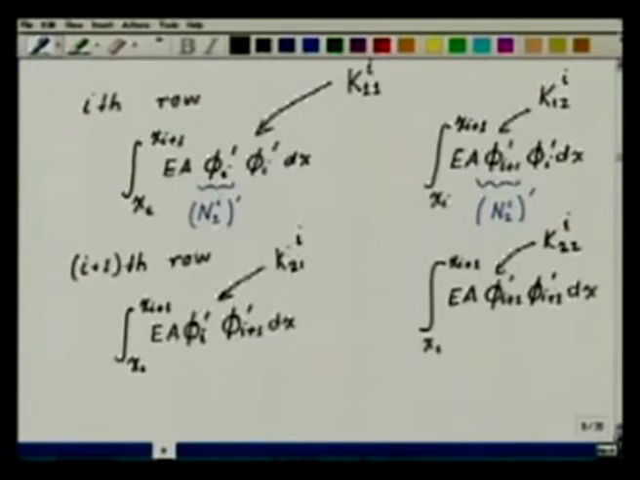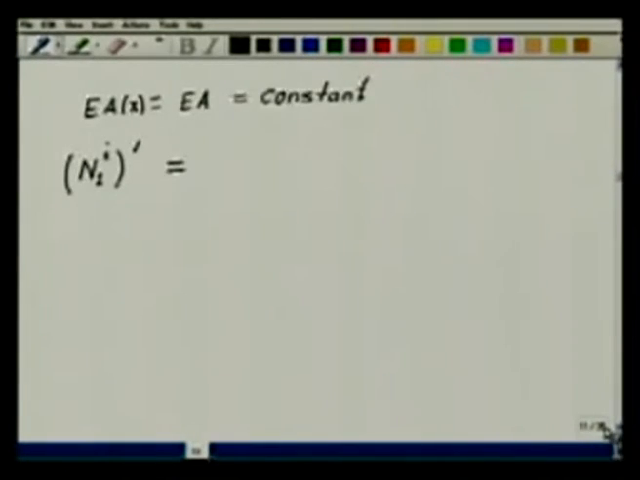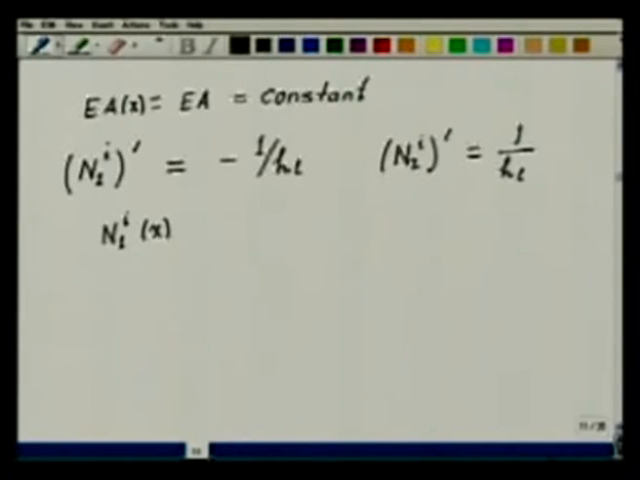So let us go further and introduce this. This becomes equal to minus 1 by h of the element. Similarly, n2I prime is equal to plus 1 by h of the element. These are some very interesting properties. You should check for yourself that n1I at any point x in the element plus n2I at the same point in the element is equal to 1.